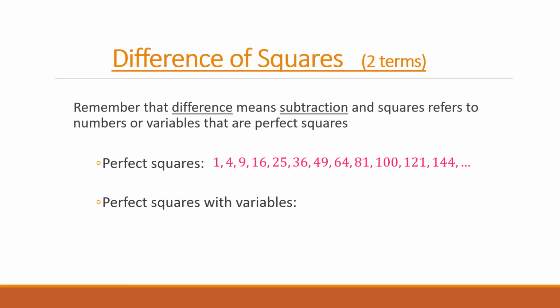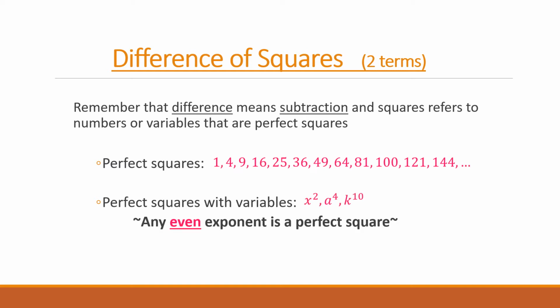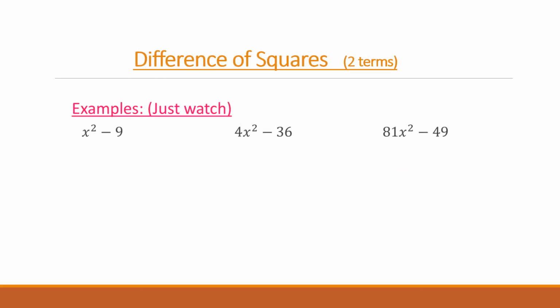So for example, 1 squared is 1, 2 squared is 4, 3 squared is 9, 4 squared is 16, and so on. Those perfect squares, you can only do this method if you see those perfect square numbers. Now variables, you have to have an even exponent. So x squared, a to the 4th, k to the 10th. You cannot have an odd exponent and have this work. So I'm going to show you a few, and then I'll go into a little bit more of an explanation on how we break it down.